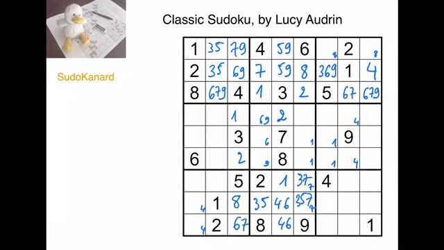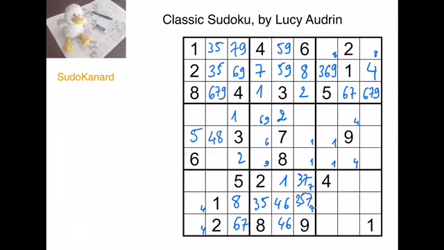Well, what next? This is becoming a little harder. 7 and 9 are not here. We need 4, 5 or 8. This is 4 or 5, and it's not a 4 actually. So that's a naked single. That's a 5.